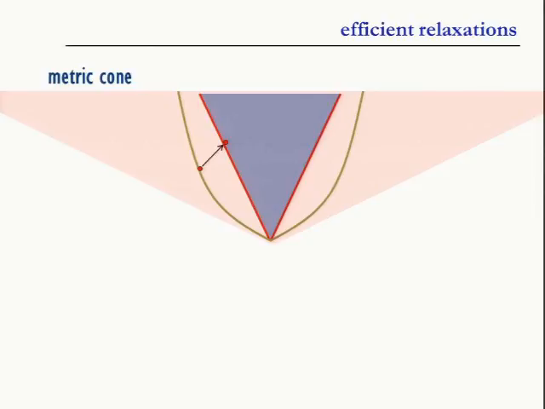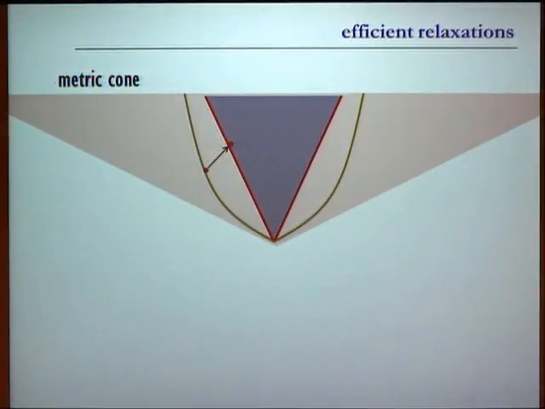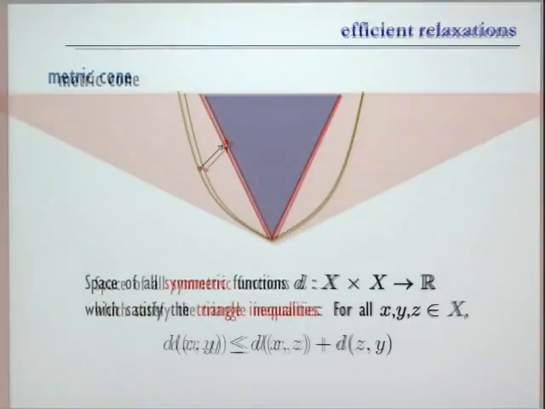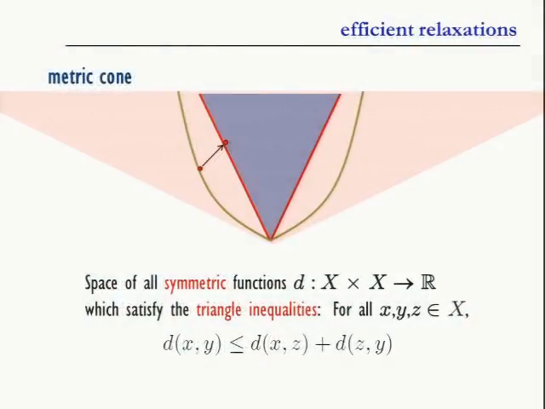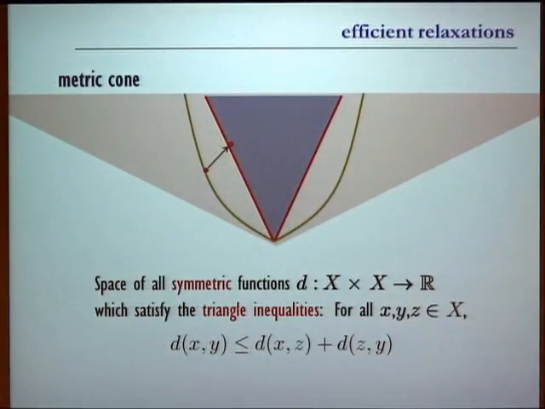A nice way to think about this is that all of these things are trapped inside the metric cone. So this big pink thing is the metric cone. This is the set of all symmetric functions that satisfy the triangle inequality. So in particular, the cut cones produce distances D that satisfy the triangle inequality, and everything we'll think about today is going to sit inside this metric cone.